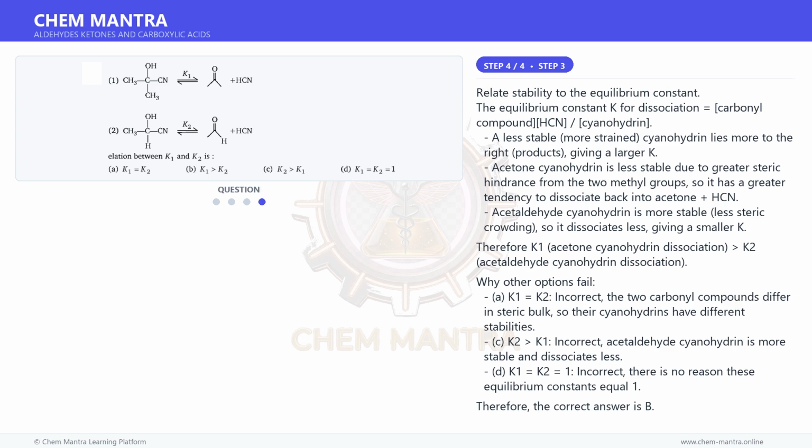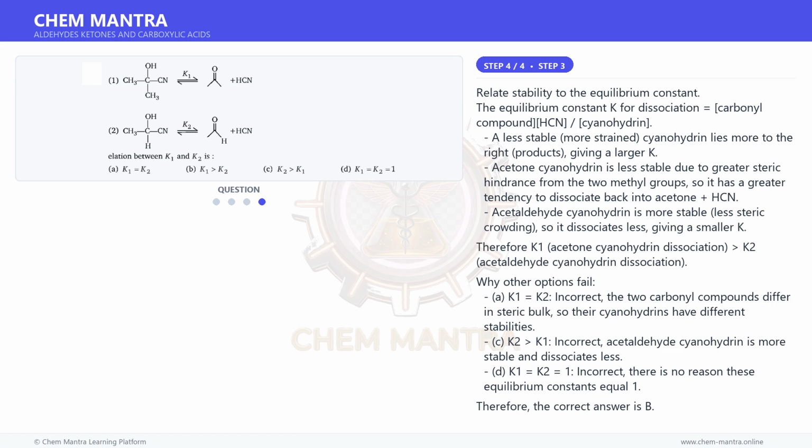And for the final step, relate stability to the equilibrium constant. The equilibrium constant K for dissociation is equal to [carbonyl compound][HCN]/[cyanohydrin]. A less stable, more strained cyanohydrin lies more to the right, toward the products, giving a larger K.